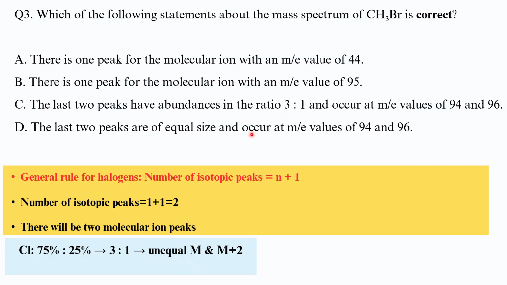And in the other one we have equal size peaks at 94 and 96 as their m/e values. It is very clear from the question itself that there is the presence of bromine, and bromine gives a 1:1 ratio of height in their peaks. This means they have exactly the same height, whereas this 3:1 ratio is for what? Chlorine. So we can directly eliminate option C, and we are left with the correct option as what? Option D.